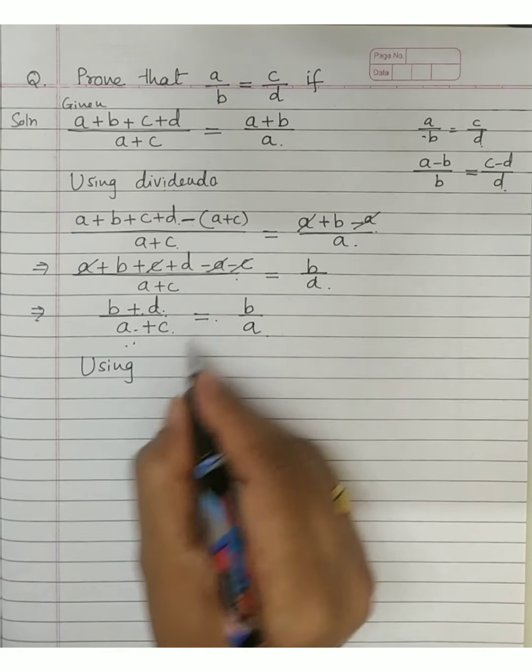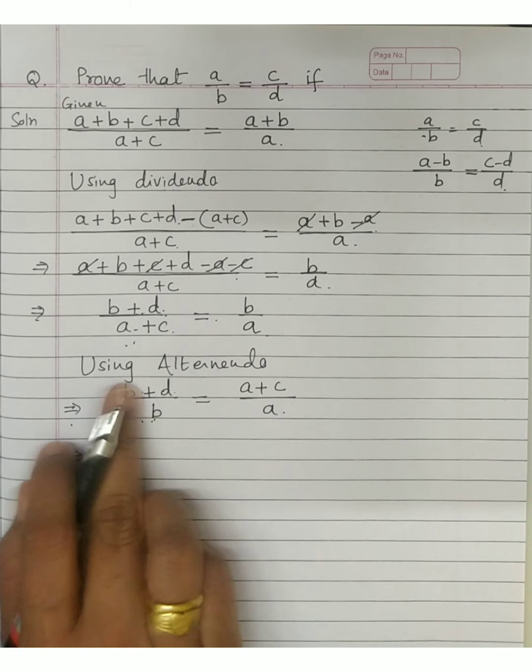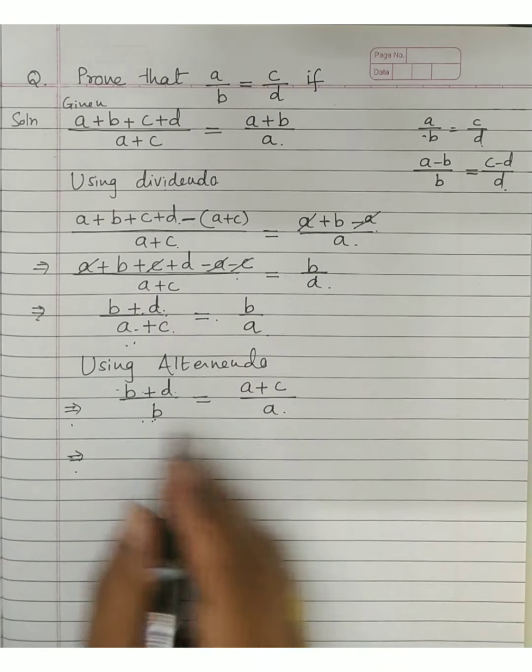Now can you guess what I am going to do? Yes, I am going to use dividendo again. Using dividendo, what will happen? B will be eliminated and here A will be eliminated. So again use dividendo. You then have B plus D minus B upon B is equal to A plus C minus A upon A. What we are left with here is D upon B is equal to C upon A.